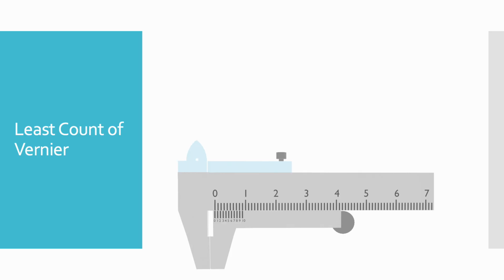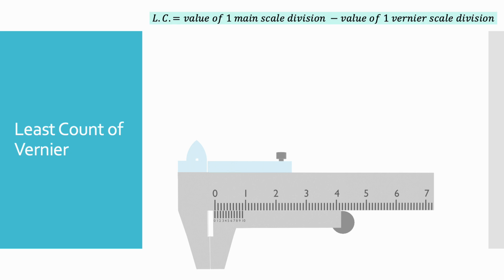The least count of a vernier calipers is the difference between the value of one main scale division and one vernier scale division, right? So least count is equal to value of 1 main scale division, which is 1 millimeter, minus the value of 1 vernier scale division, which in this case is 0.9 millimeter. Therefore 1 minus 0.9 is equal to 0.1 millimeter.